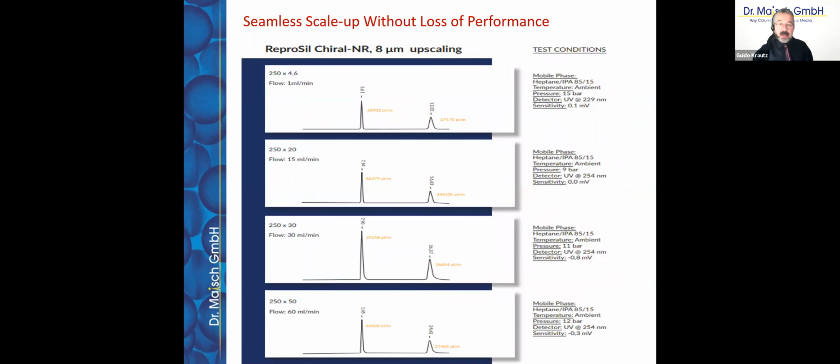So here's an example of a scale-up of ReproSil Chiral NR. At the top, you see the analytical column, and then this is a standard column with 20 millimeter ID, but these two are long life columns, and you see that there is a seamless scale up without losing efficiency.